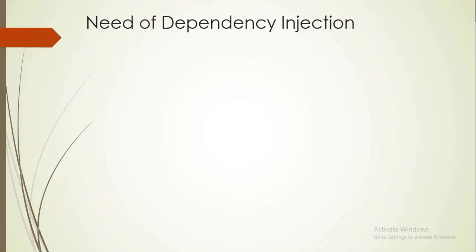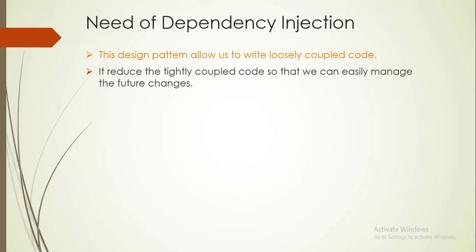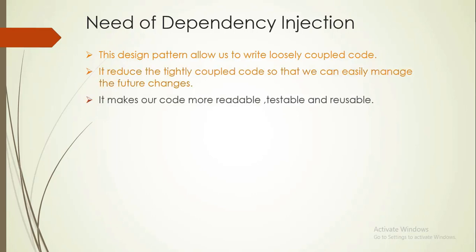Why do we need dependency injection? Because this design pattern allows us to write loosely coupled code. It reduces tightly coupled code so that we can easily manage future changes. It makes our code more readable, testable, and reusable.